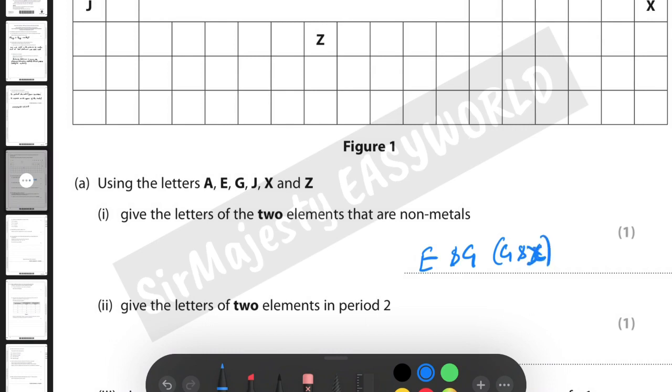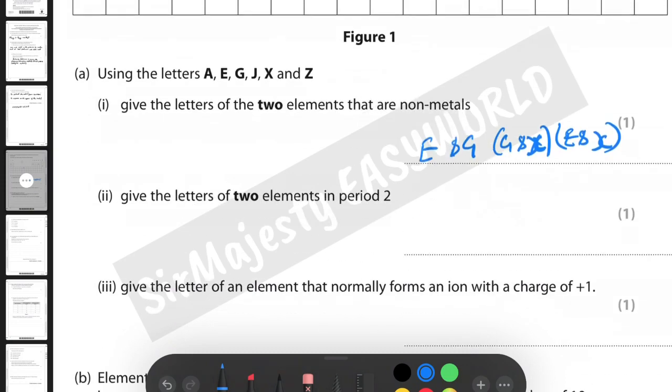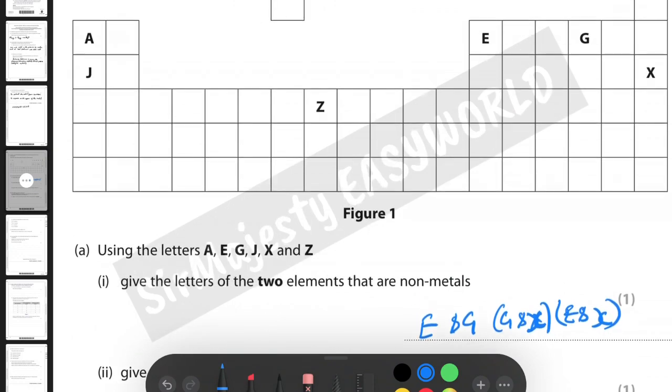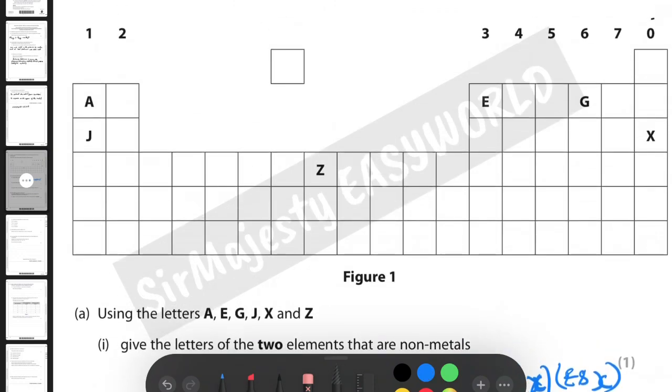Yeah, or you can equally say E and X. So any of these pairs are correct. Then the next question says, give the letters of two elements in period 2. Remember, this is period 1, while here is period 2.